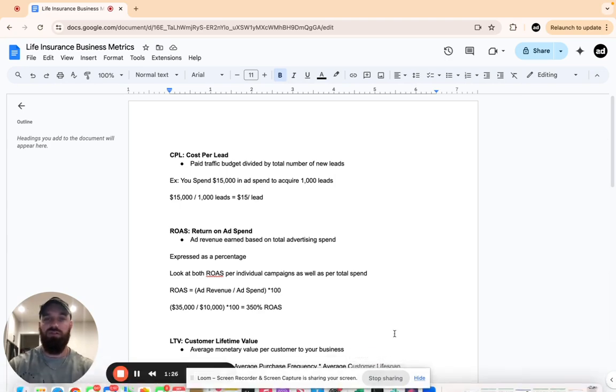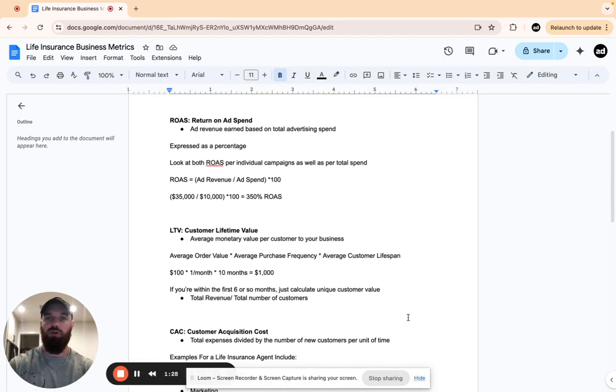The next section here is going to be called ROAS. Most people have probably also heard of this term. Maybe they do or don't track it, but that's your return on ad spend. And by definition, that's just the revenue that you've earned from your ads based on the total advertising spend that you have. This is going to be expressed as a percentage.